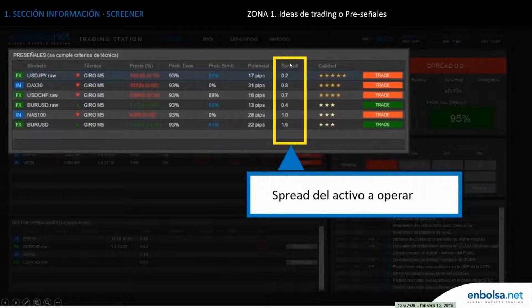In the fourth column, we can find the spread, which is the differential between the bid and the ask of that particular instrument price. In that case, for the dollar against franc, the spread is 0.2.